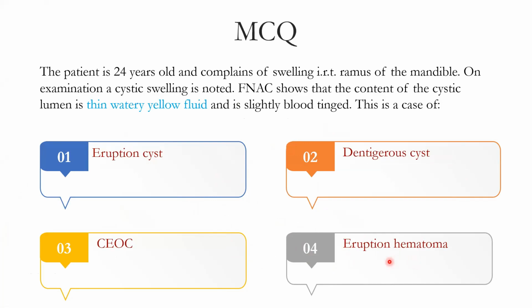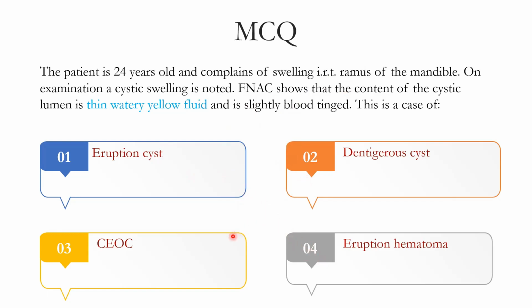So eruption hematoma, if at all we did an FNAC, would show a lot of blood cells because it's internal hemorrhage. So slightly blood tinged will not match it. So that means both the options will go, eruption hematoma and eruption cyst in that case. But suppose the eruption cyst was translucent, but still the site of eruption cyst is anterior teeth and it is a soft tissue swelling, whereas here we're describing swelling in relation to the ramus of the mandible. So this doesn't match, so both these options are gone.